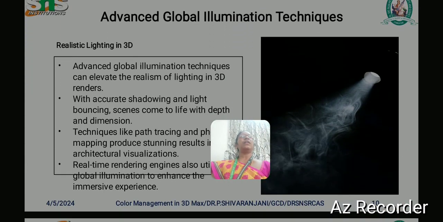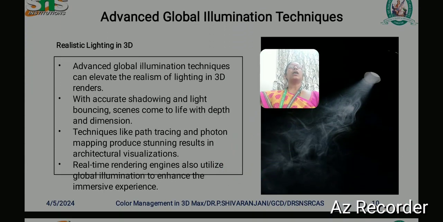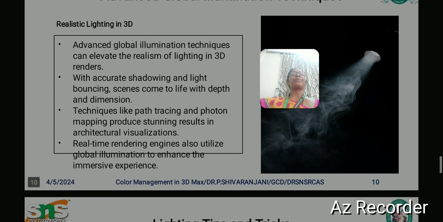Advanced global illumination techniques for realistic light in 3D. Advanced global illumination techniques can elevate the realism of lighting in 3D renders with accurate shadows and light bouncing, bringing scenes to life with depth and dimension. Techniques like path tracing and photon mapping produce stunning results in architectural visualizations. Real-time rendering engines also utilize global illumination to enhance the immersive experience.